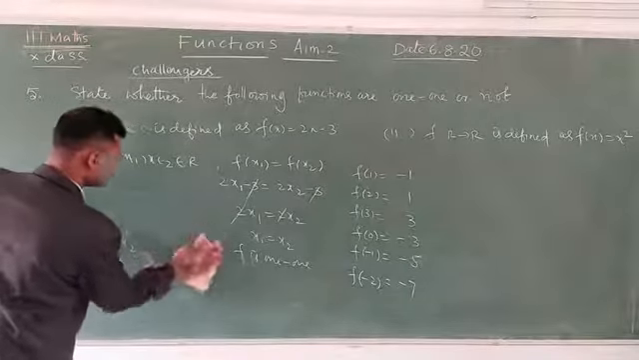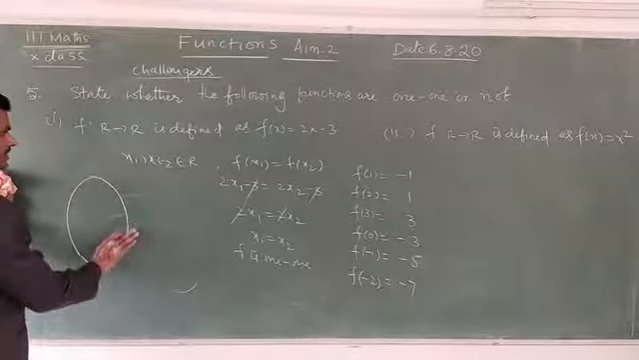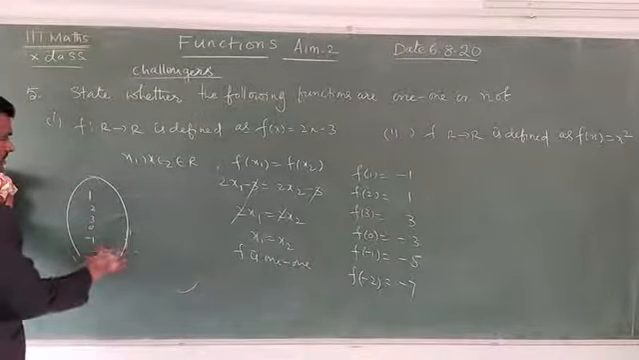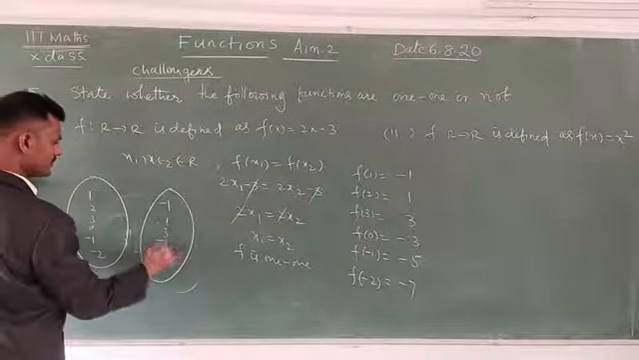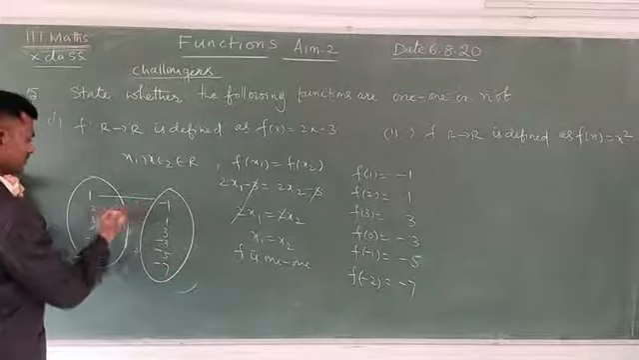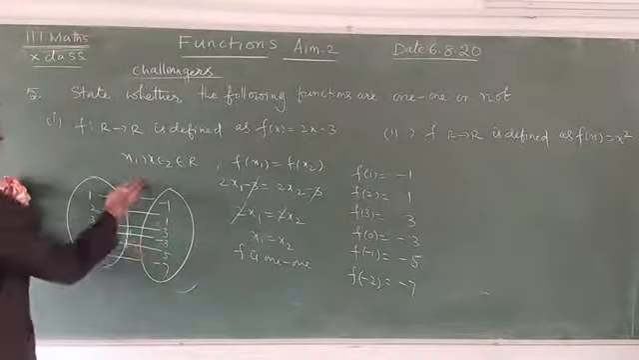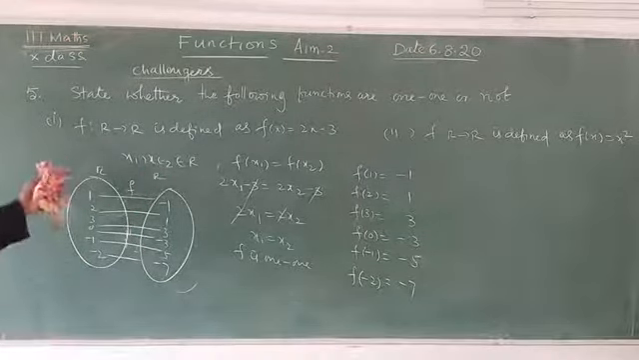Or otherwise you can represent it by an arrow diagram. Here 1, 2, 3, 0, minus 1, minus 2 in this set, and minus 3, minus 5, minus 7, 1, 2. See here different elements having different images. That's why f is one-one.